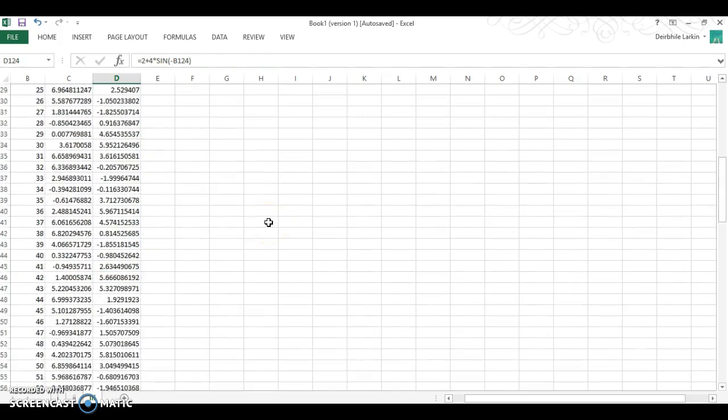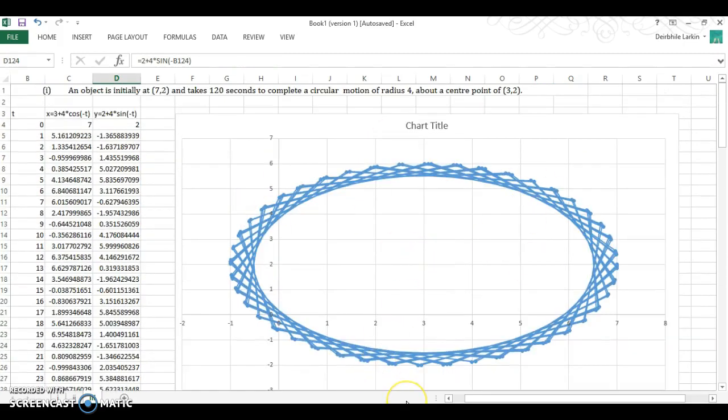As you can see above, it still creates the same shape but in a different direction.